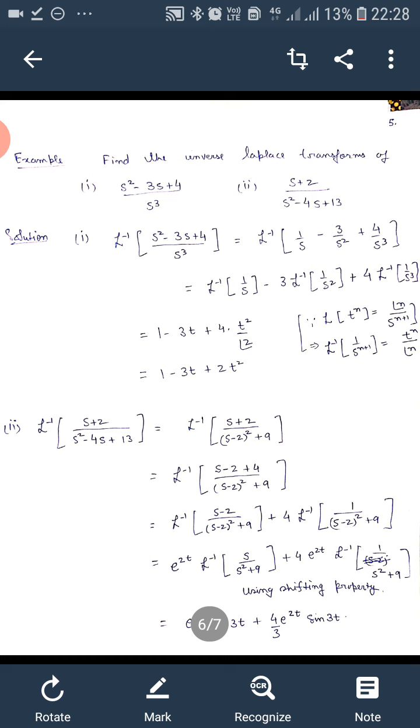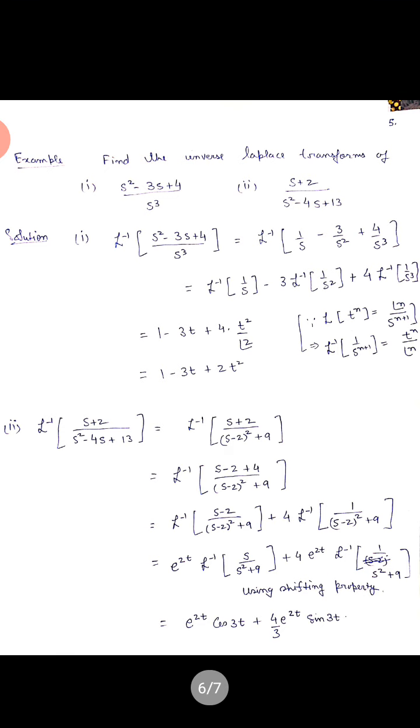Let us look at the second problem of finding the inverse Laplace transform. Again, this is not in any of the standard forms, so we cannot directly use it for the inverse Laplace transform. We are again going to convert it into the standard form. First we are going to make this denominator a whole square. So I can write it as L inverse of s plus 2 over s minus 2 whole square plus 9, and in the numerator I am going to add and subtract 2.